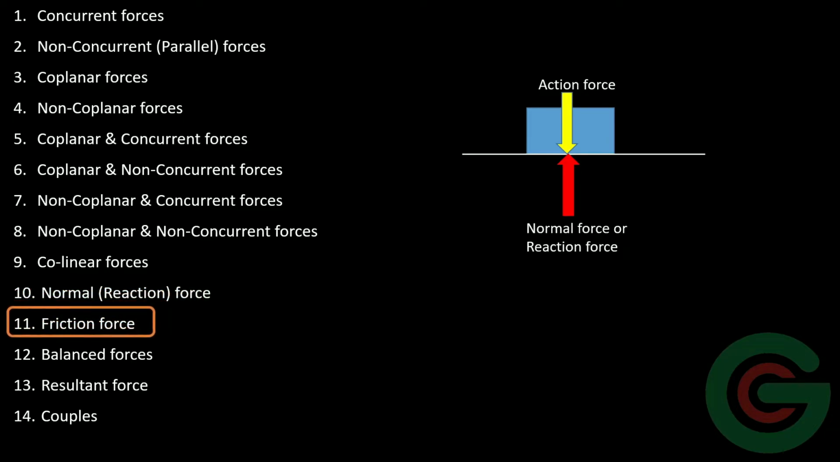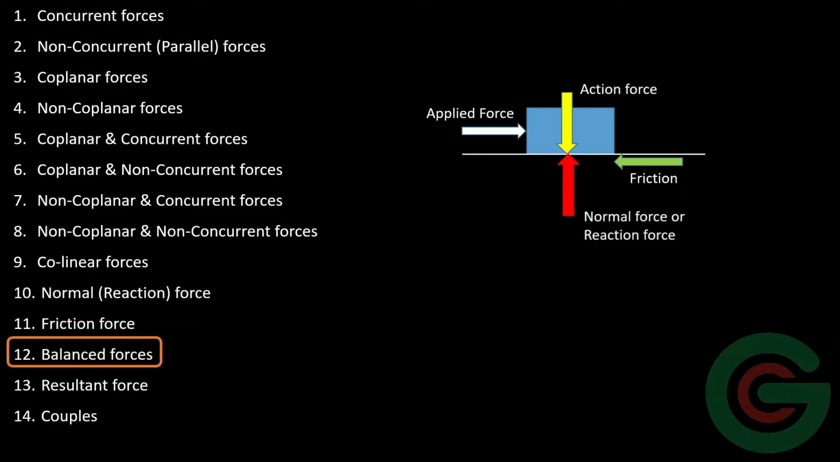Next, friction force. Let's say we apply a horizontal external force on the object. The body tends to move, but if the applied force is not sufficient, the body does not move because of the friction force, which acts in the opposite direction of the tending direction of motion. This frictional force exists between the object and the surface, which are rough in nature.